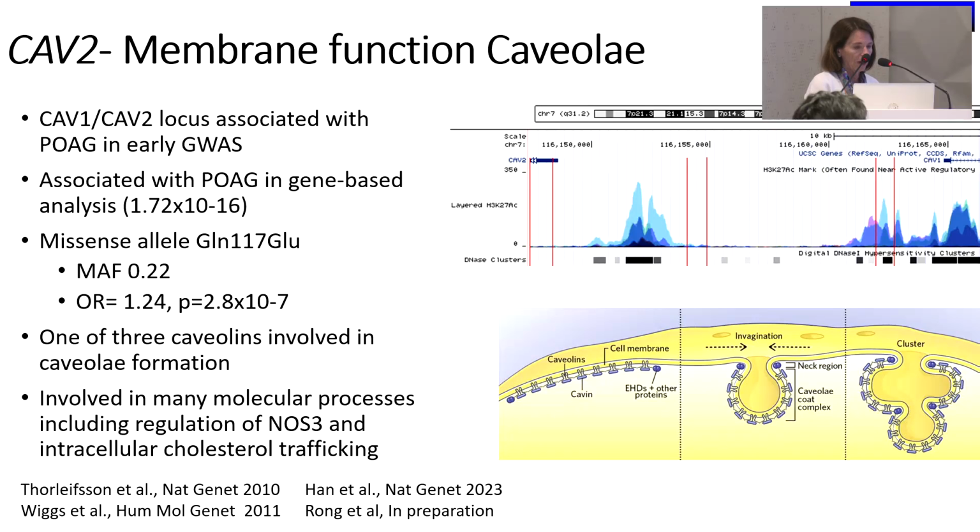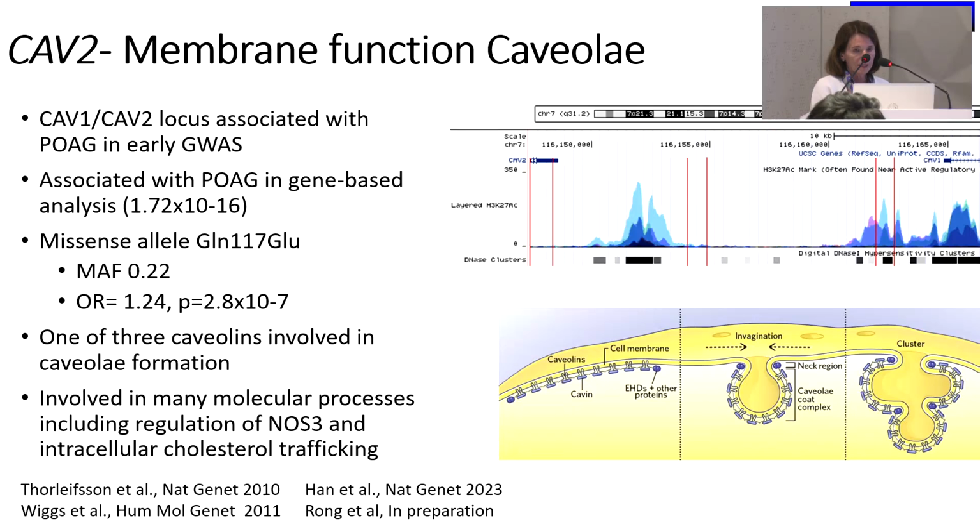Now, the second example that I want to show is CAV2. So one of the first loci for primary open-angle glaucoma was an association with SNPs that are located in a non-coding region between CAV1 and CAV2, which are sort of arrayed in a head-to-tail fashion on chromosome 7. There's always been a lot of attention to CAV1, but recently CAV2 has also been associated with primary open-angle glaucoma. And we have identified also in our exome study a missense allele in CAV2 that is highly associated with disease.